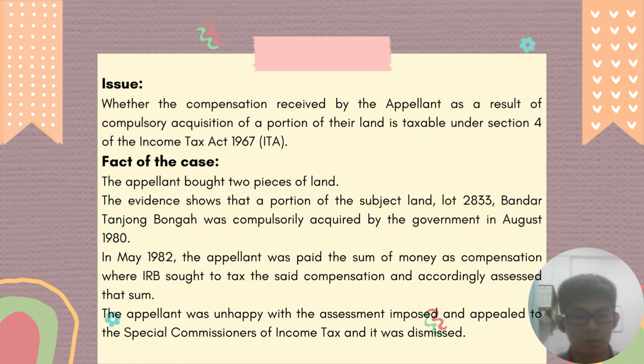The appellant bought two pieces of land. The evidence showed that a portion of the subject land, Lot 2833, Bandar Tanjung Bungah, was compulsorily acquired by the government in August 1980. In May 1982, the appellant was paid a sum of money as compensation, and the Inland Revenue Board sought to tax the said compensation and accordingly raised an assessment on that sum. The appellant was unhappy with the assessment imposed and appealed to the Special Commissioners of Income Tax, and it was dismissed.